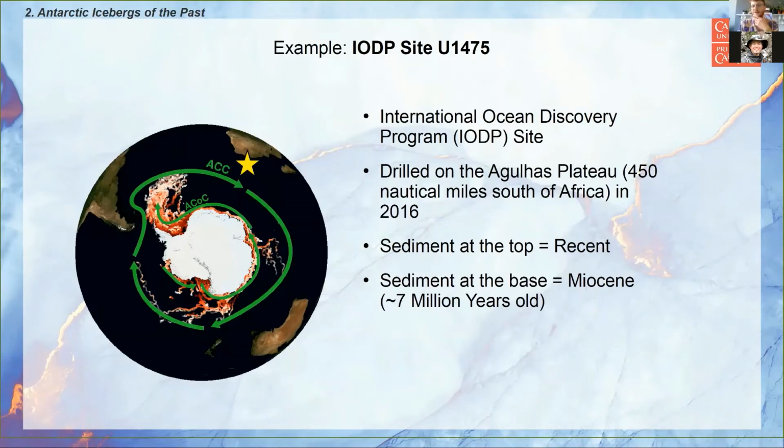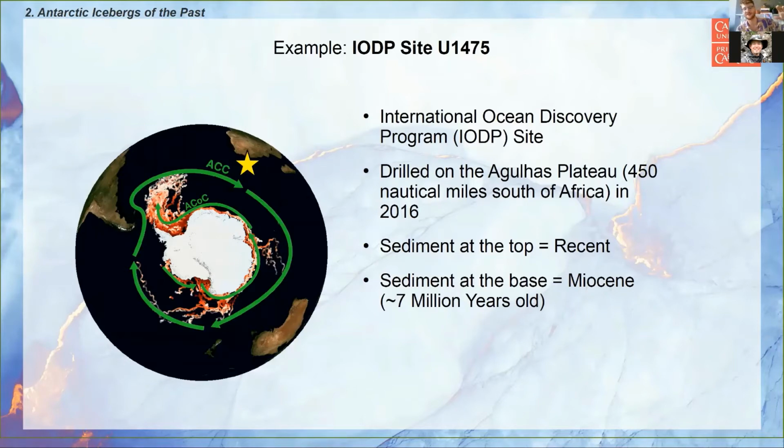And the example I'll talk about is from the International Ocean Discovery Program site U1475. This is a long sediment core, which most of my research focuses on. It was recovered in 2016 from about 450 nautical miles south of Africa. It's about 7 million years of sediment. And we can see from this map that in the modern ocean, it's not directly under the trajectories of any Antarctic icebergs. It's quite a long way from the main Antarctic iceberg belt in the South Atlantic. So the yellow star is the sediment core location.